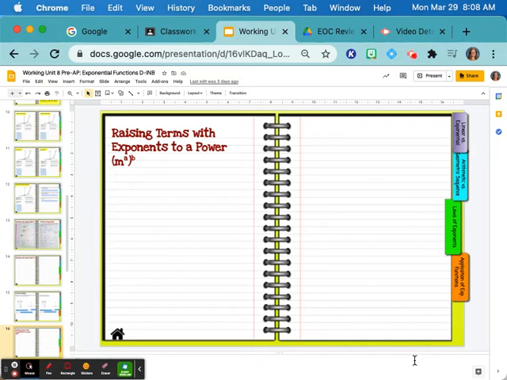We are going to do our last exponent rule, which is on slide 16, raising terms with exponents to a power. So we are going to do this in our journal. So go ahead and title the next page in your journal, raising terms with exponents to a power.